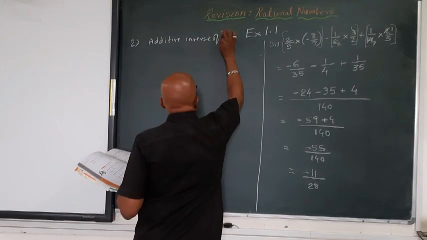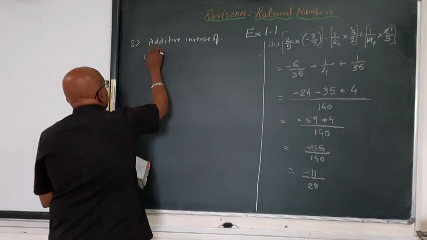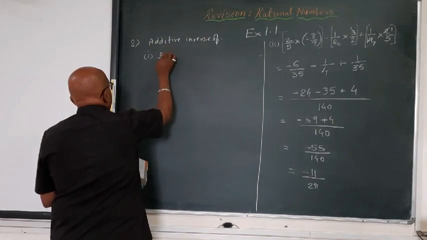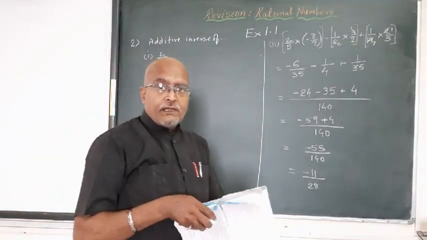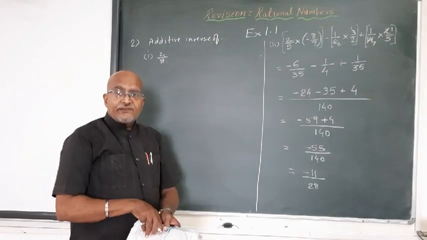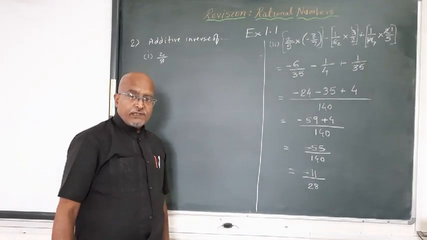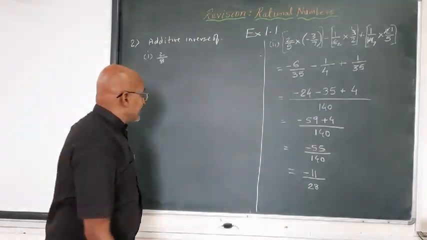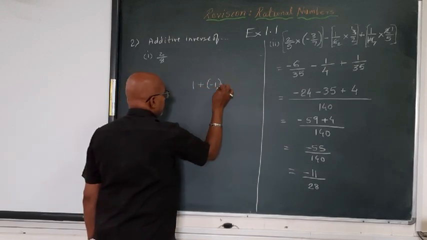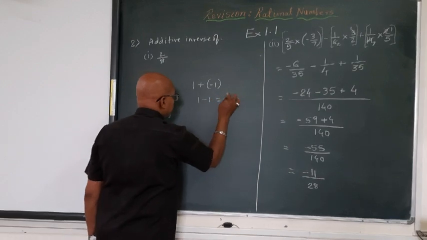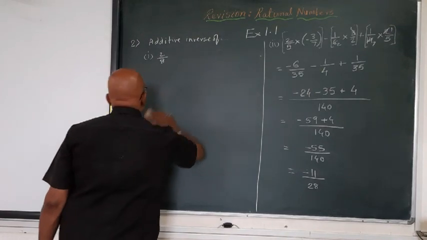Additive inverse of 2 by 8. Now see here, what is meant by additive inverse? When two numbers are added, the result should be 0. That is called the additive inverse. For example, if 1 is there, we have to add minus 1 to that, so that we get 1 minus 1 equal to 0. In this way, we have to find the additive inverse of this.